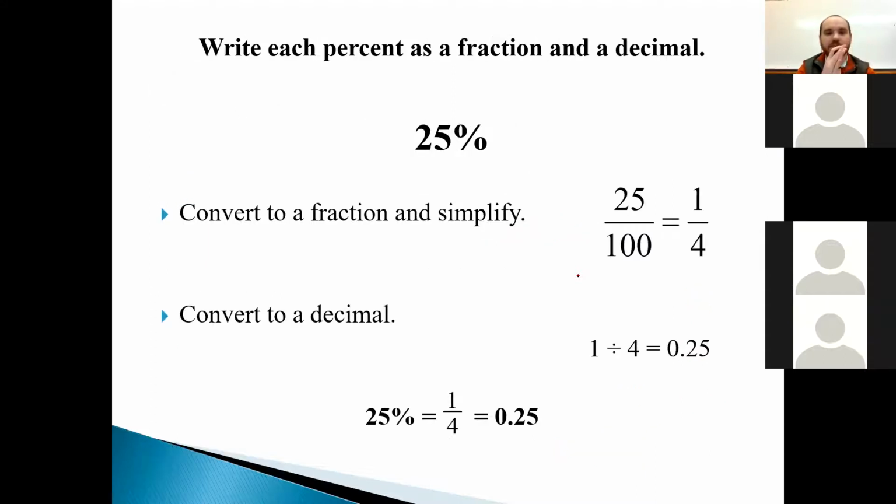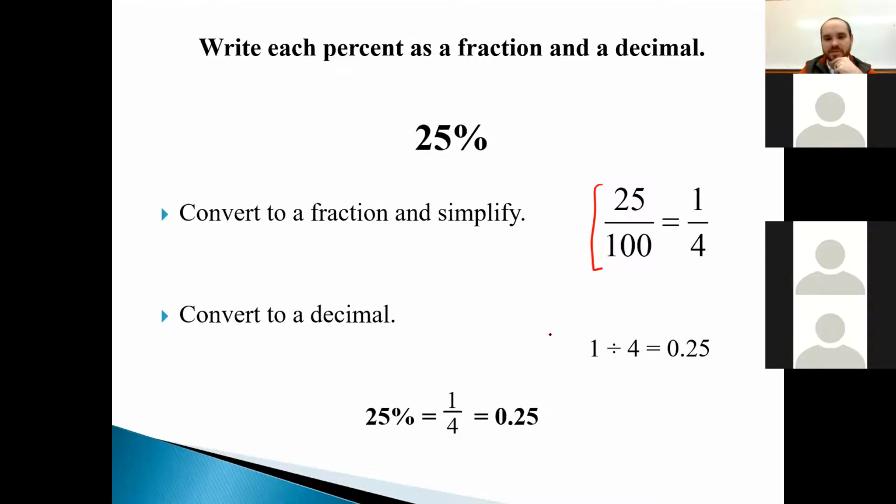Okay, let's look in a little bit more detail. Oh, this is already solved for you. Okay, my bad. I should have animated these. I did not. So this one says write each percent as a fraction and as a decimal. So for 25%, we would take it into 25 over 100. That's right here. Which we can simplify. We can divide the top and the bottom by 25. That's just going to give us 1 over 4.